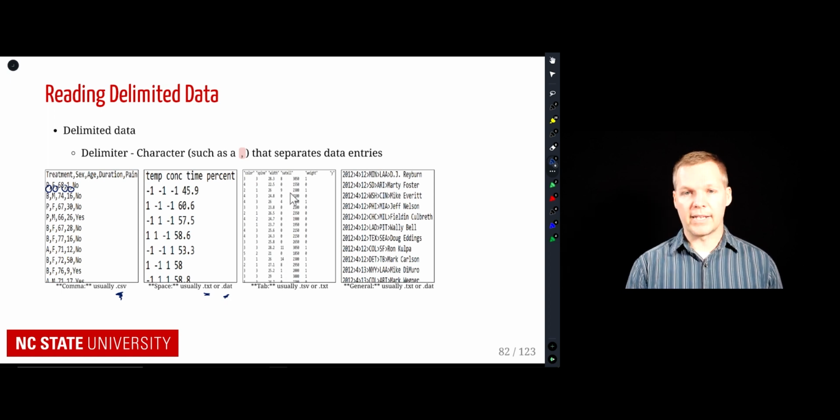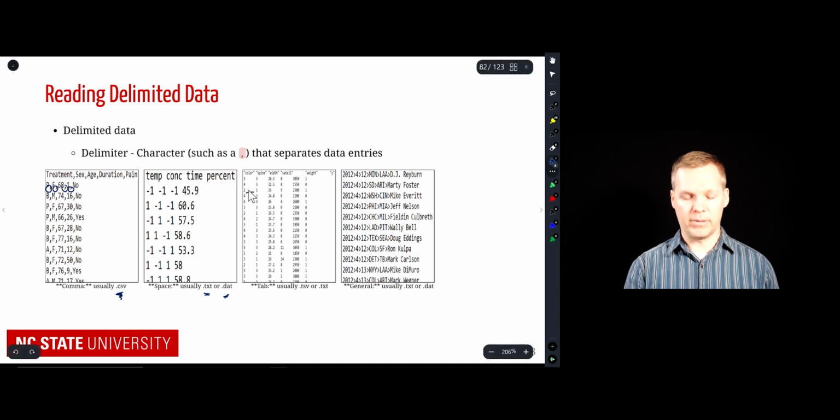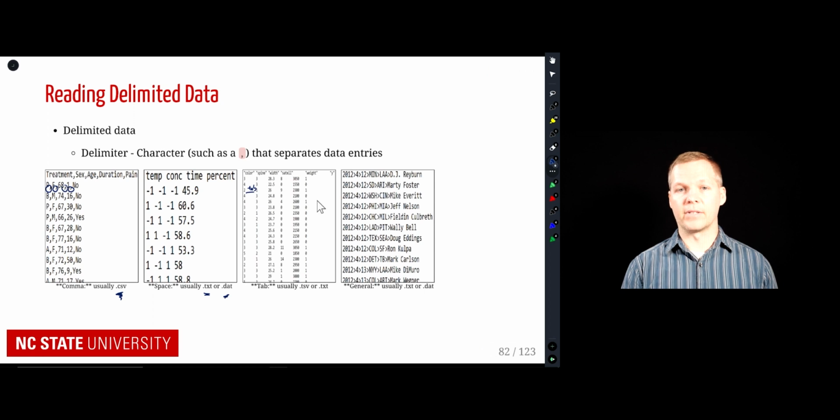And then over here, there's a tab delimited file. So rather than having spaces separate these things, this is actually a tab. This kind of delimited file will oftentimes be saved as a .tsv or tab separated value file, but sometimes it will also be saved as a .text.